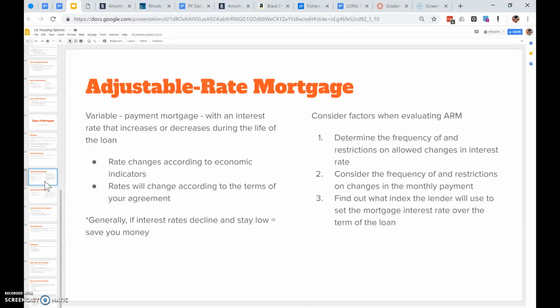Generally, if interest rates decline and stay low, your adjustable rate mortgage will save you money. However, think about the flip side: if it stays high, it may cost you more and your monthly payments may rise. When evaluating these adjustable rate mortgages, you need to consider several factors, and they are listed on the right-hand side. I suggest pausing this and reading steps 1 through 3.